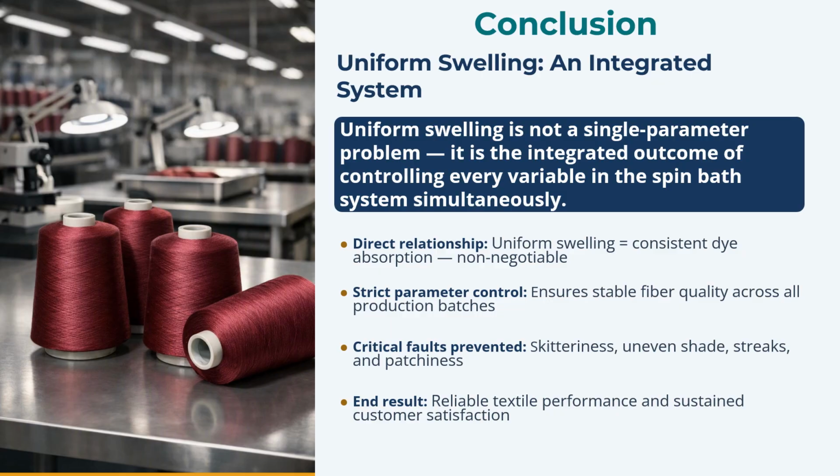Strict control of ripeness, viscosity, bath chemistry, temperature, tension, impurities, and drying conditions is essential. By maintaining these parameters within their target limits, we can prevent skitteriness, streaks, shade variation, and patchy dyeing. The final outcome is reliable yarn quality, improved textile performance, and greater customer satisfaction.